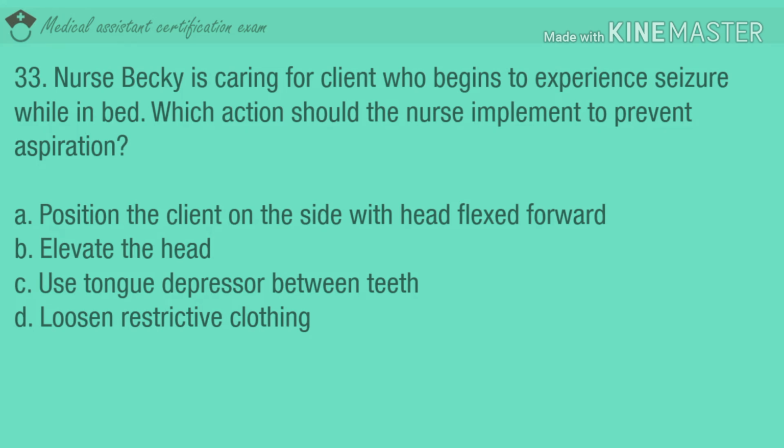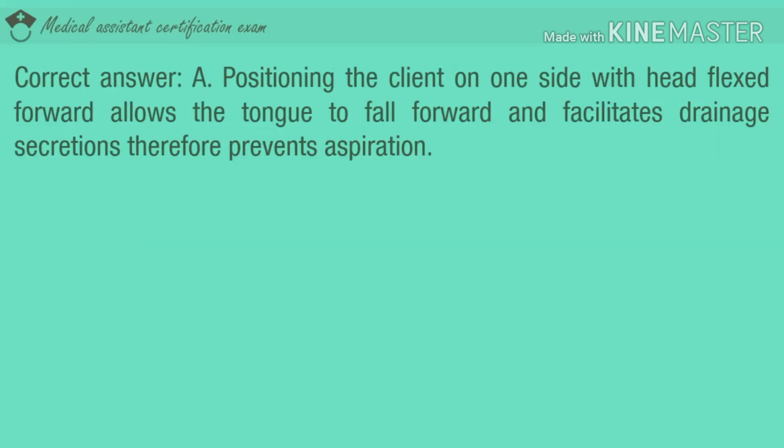Question 33. Nurse Becky is caring for a client who begins to experience a seizure while in bed. Which action should the nurse implement to prevent aspiration? A. Position the client on the side with head flexed forward. B. Elevate the head. C. Use tongue depressor between teeth. D. Loosen restrictive clothing. Correct answer, A. Positioning the client on one side with head flexed forward allows the tongue to fall forward and facilitates drainage of secretions, therefore preventing aspiration.